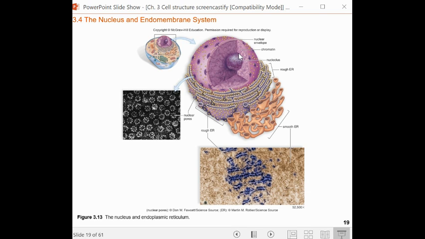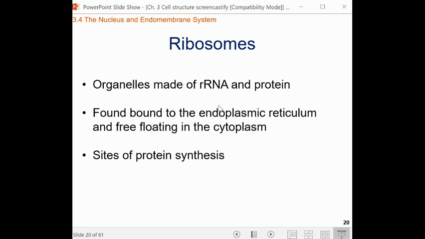So here you can see that nucleus. There's the nucleolus right there, the nuclear pores. And then you see the endoplasmic reticulum out here that's just littered with those ribosomes. This is where most of the protein manufacture is going to occur.